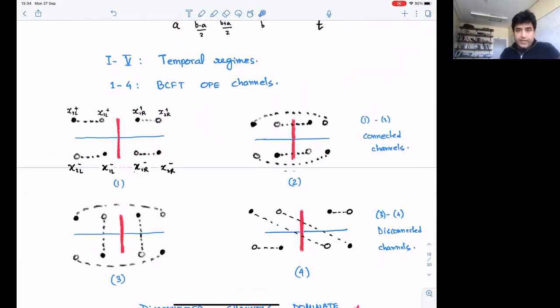So this is a schematic depiction of these channels. Here we have the two endpoints on the right side, plus the BCFT images, the double copy images, the two endpoints on the left side and their double copy images. And this is a channel where basically we have a contraction between the points on any given side. And so there is no contraction that's linking the left and the right, nor are there any contractions that are linking any BCFT points with their images. So this is channel one. Channel two links the left and the right points, but there is no link between BCFT points and a double copy image. So one and two are called connected channels in this correlator.